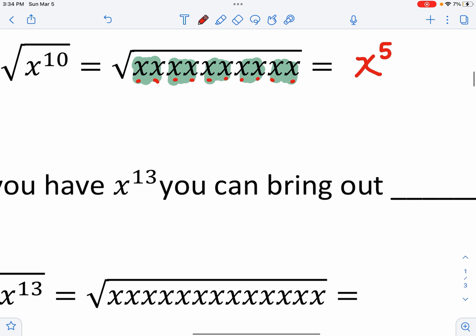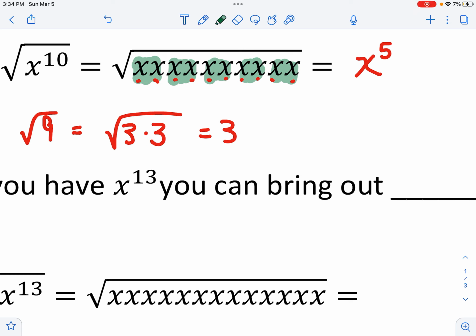Now, if you really care why, maybe this will be helpful. You know how the square root of 9 is actually a 3? Well, that's because the square root of 9 is made up of 2 3s. So it's not just by chance that the square root of 9 is 3. The square root of 9 is 3 because it's made up of a group of 2 inside, okay?